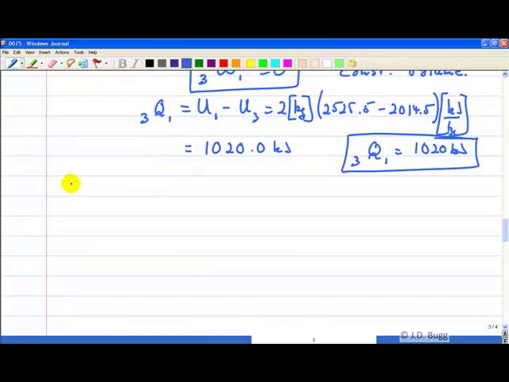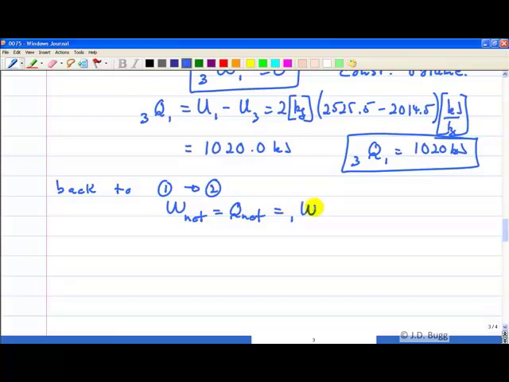So all we need to do now is go back to our initial process from 1 to 2. And we already talked about how we're going to approach this. We recognize that the net work equals the net heat transfer. And of course that's going to equal the sum of the individual works for these 3 processes. And as we just found out, that's 0. So we can calculate the work from 1 to 2 from the net heat transfer, which we have, minus the work from 2 to 3. And so we can put numbers in there.